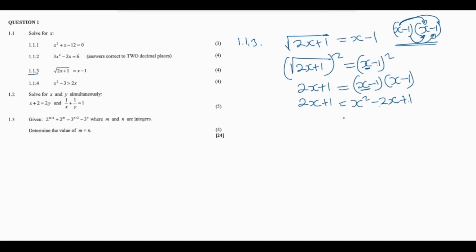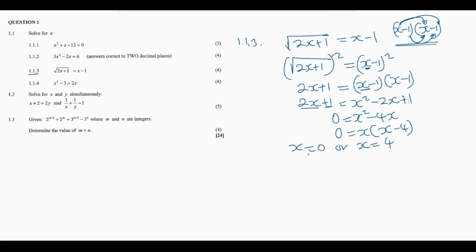Right, let's have this in standard form. So 0 is equal to x squared, then negative 2x. If you transpose, this is going to be negative 2x minus 2x, which is negative 4x. And then if you transpose, positive 1 is going to be minus 1, so it's going to be 1 minus 1, which is 0. So we remain with this. And then here we can factorize. 0 is equal to x, then x minus 4. So you see that x is equal to 0 or x is equal to 4.